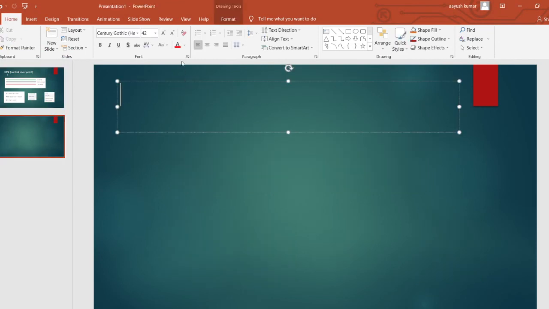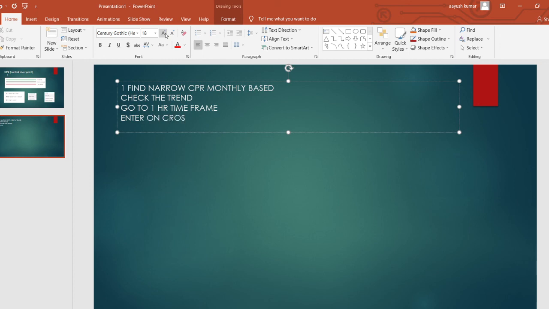So what we have seen till now. First of all, number one, find a narrow CPR, monthly based. Number two, check the trend. And number three, go to the 1 hour time frame and enter on crossing or taking support.